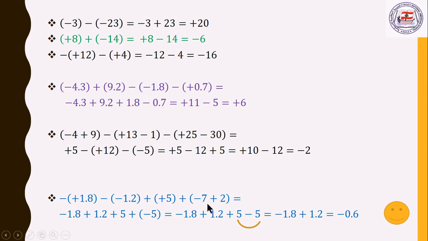Here we must find the answer of these first. Then we put the plus and we open the parentheses. Minus 7 plus 2, it is minus 5. And then we continue here. Plus times minus, minus 5. Here we have a plus 5, minus 5. They cancel each other. 0. Then we have minus 1.8 plus 1.2. Different signs. We subtract them, 0.6, and put the sign of the greater one, minus. Then it is minus 0.6.